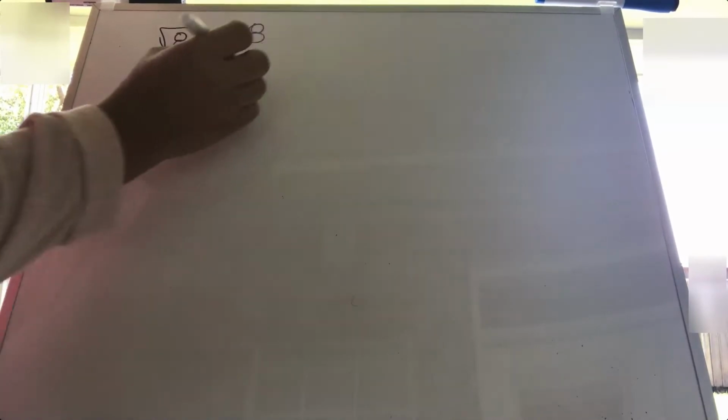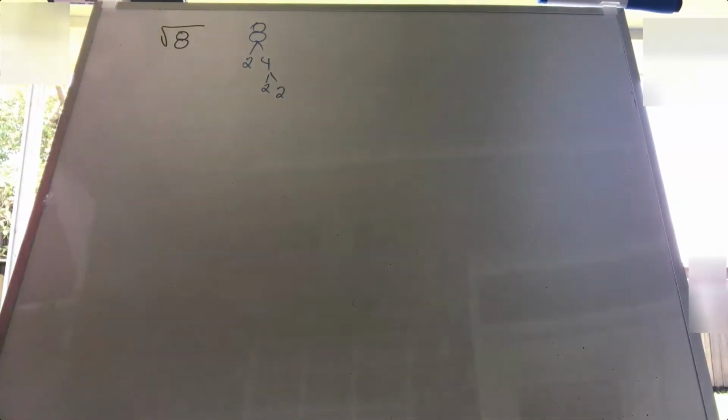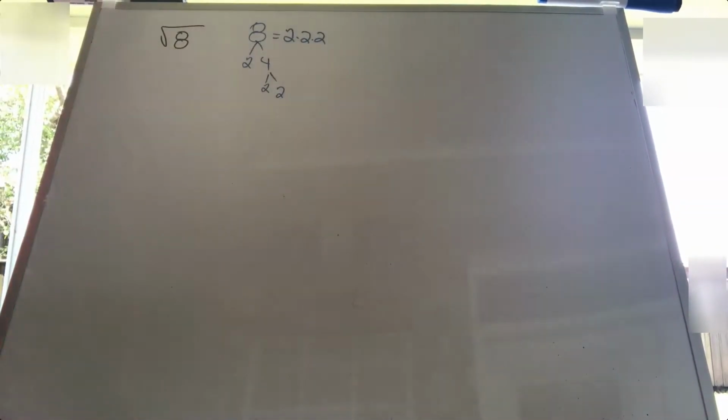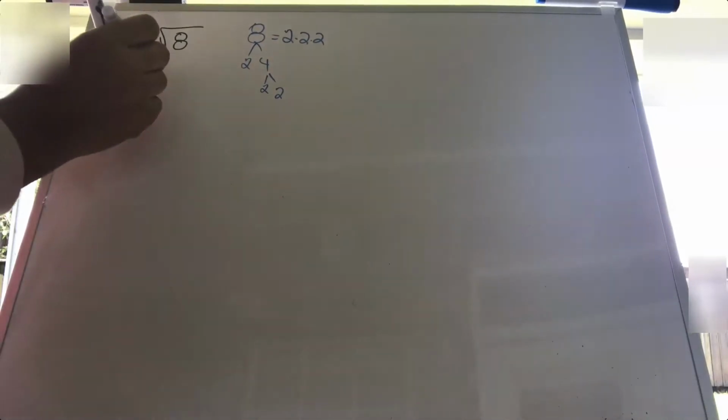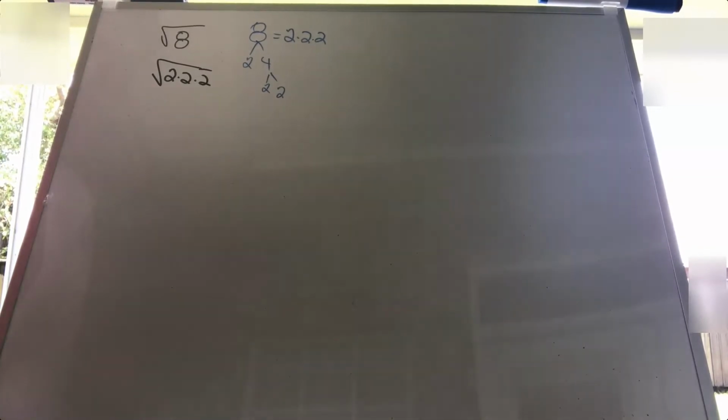So let's take a look at taking care of these square roots when everything doesn't clean up. If we look at something like the square root of 8, we've already said how we can break that up. We said 8 was 2 times 4. That 4 is 2 times 2. And so our 8 ends up being 2 times 2 times 2. So our square root of 8 is the square root of 2 times 2 times 2.